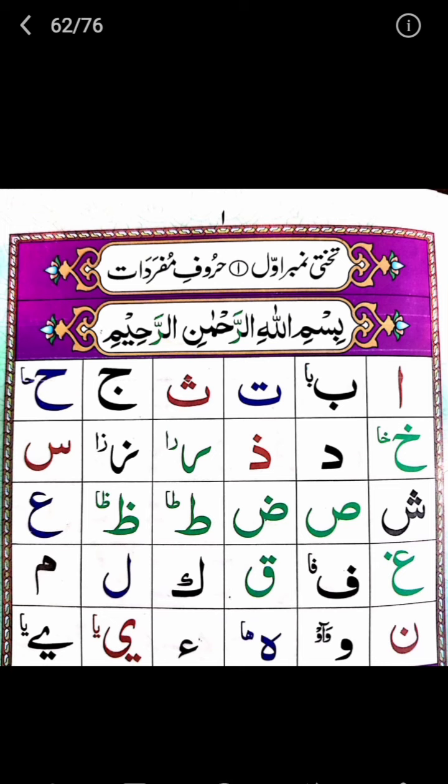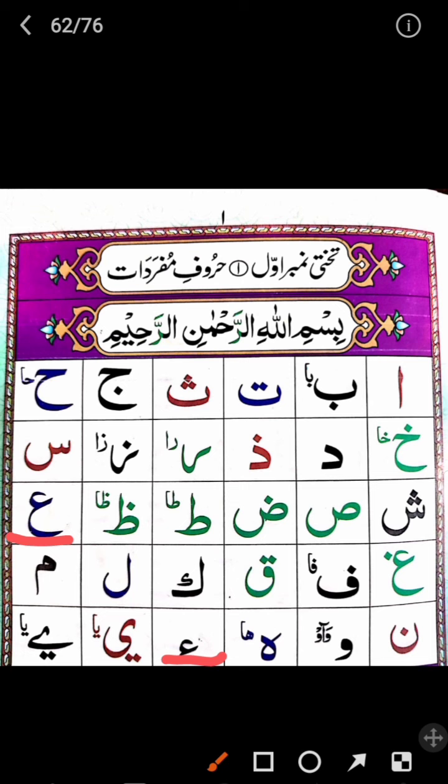Next two letters are ain and hamza. So the makhraj of ain is the center of the throat. Just like we studied the center of the throat, we also pronounce the letter ha. And the makhraj of hamza is the last part of the throat.